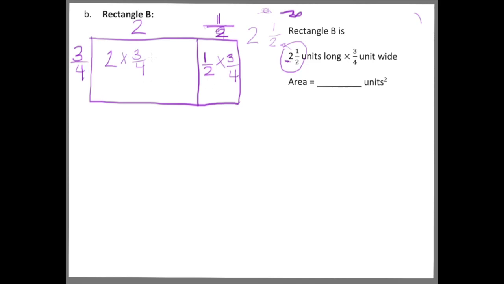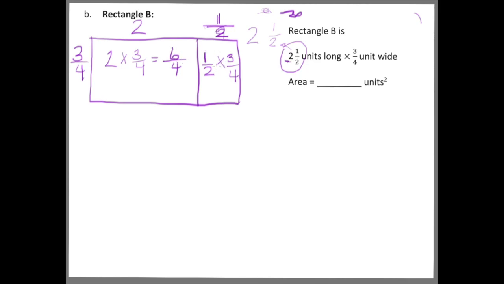Okay, now let's do some multiplication. 2 times 3/4, all we have to do is multiply upstairs. 2 times 3 is 6. Downstairs we have 4. 2 times 3/4 is 6/4. We're going to leave this as an improper fraction for now. In the end, we will simplify.